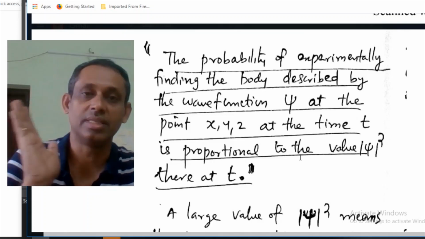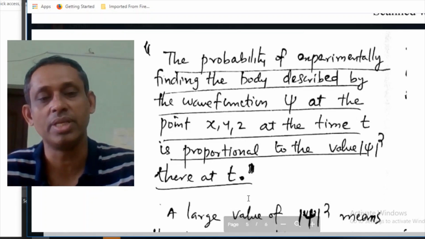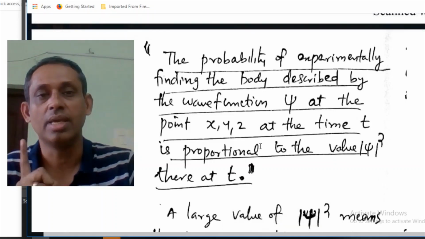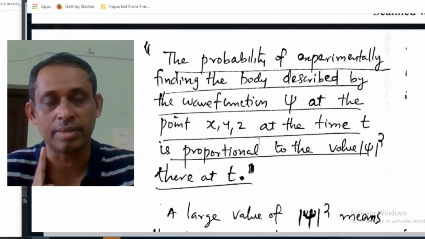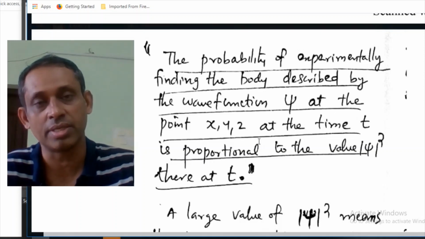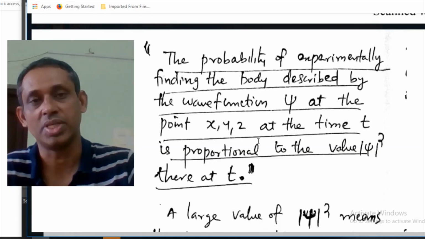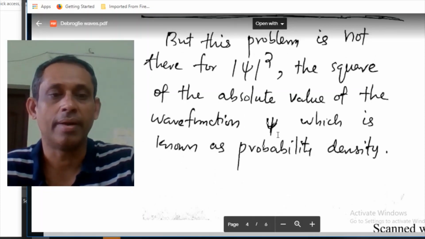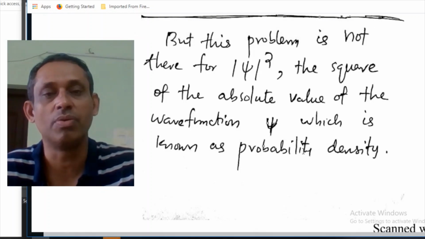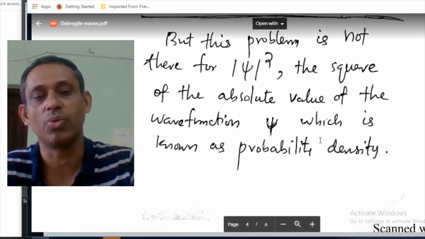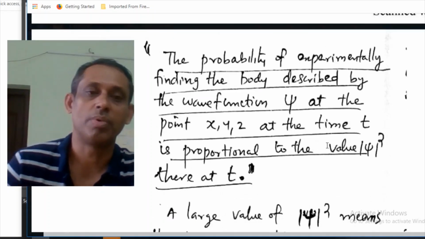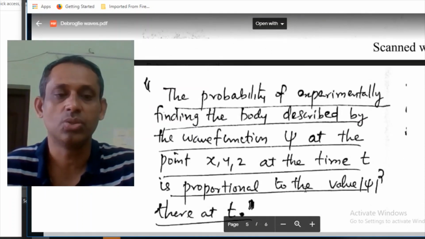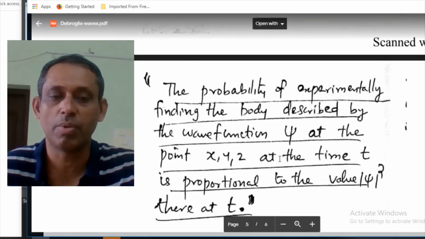So psi is thus related to the probability through this probability density. So psi doesn't have any direct physical significance. It is a mathematical quantity, but if you take the square of the absolute value of psi, modulus psi square, that will give you the probability. Actually, that is probability density, so it will be proportional to the probability.